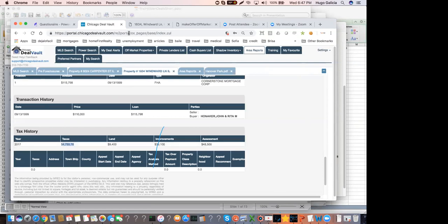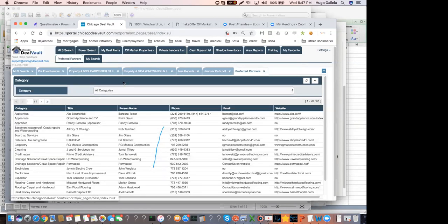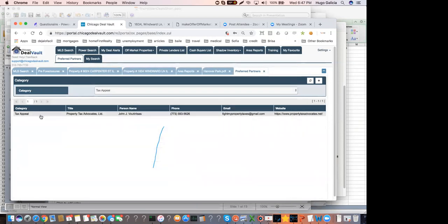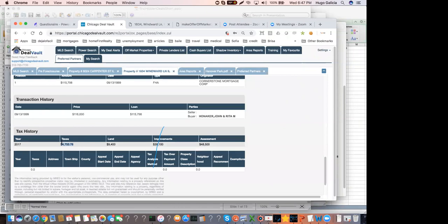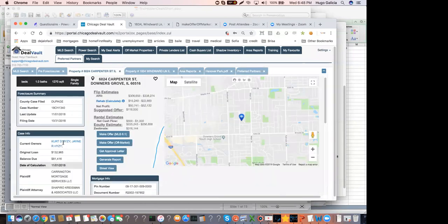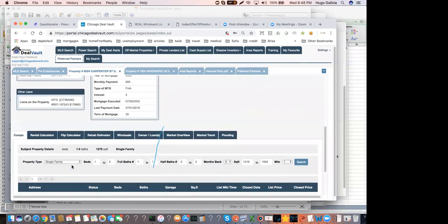So in fact, I'm going to show you where those are. So I'm going to click up here on preferred partners, okay? And then we're going to go to tax appeal right here. So we use John, okay, from Property Tax Advocates. So you get in touch with John and then you say, listen, John, I just purchased this property in Hanover Park and I want to make sure that we pay the minimum amount of taxes. So John is going to help you appeal the taxes. And the way the fees work for John, they're going to charge you a percentage of the savings. So if they save you $1,000, they might charge you 25% of that or 30% of that, okay? So that's something very important because when taxes are high, that pretty much affects your numbers.